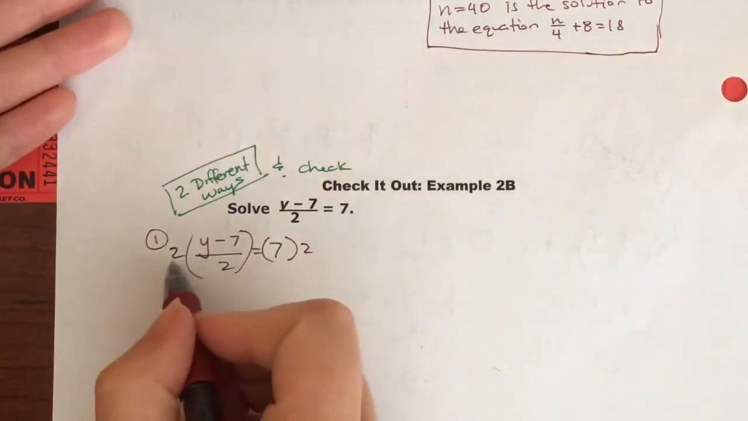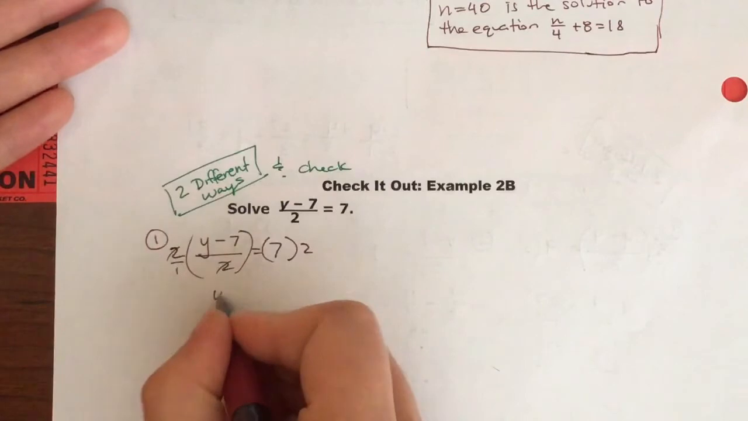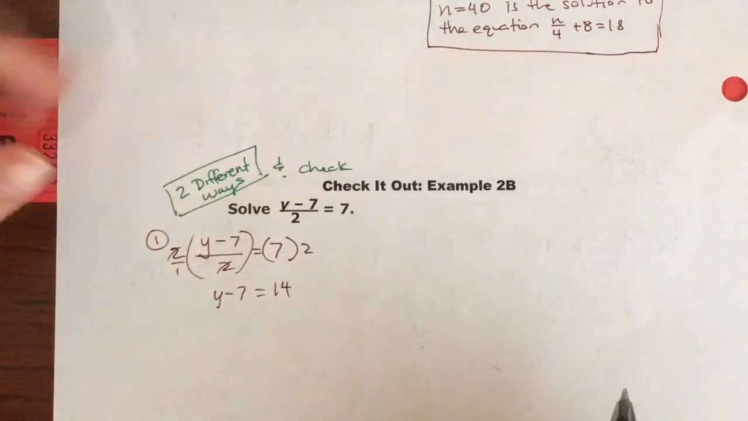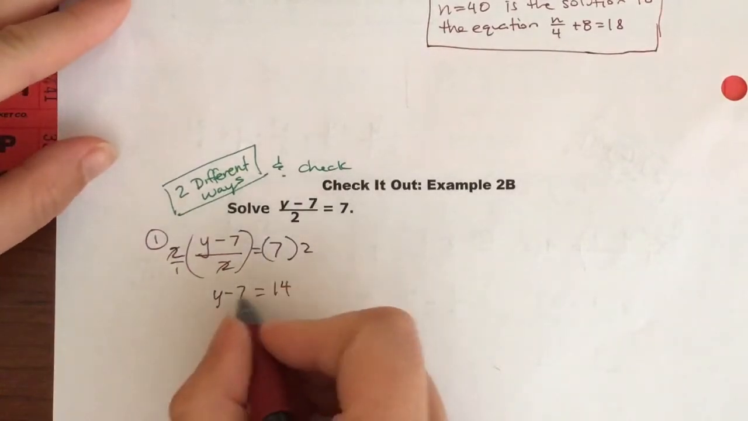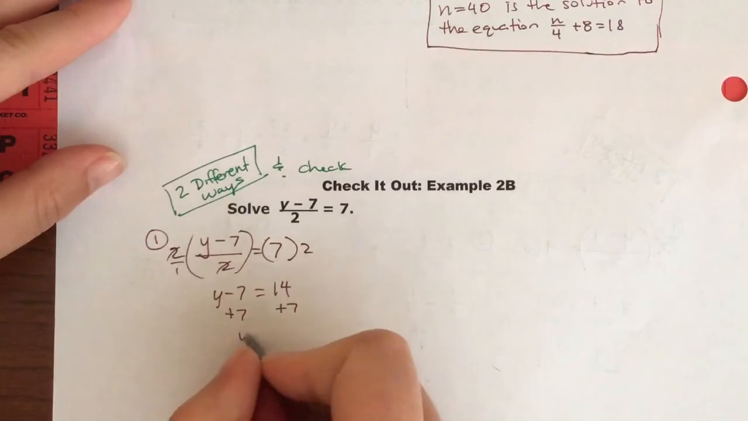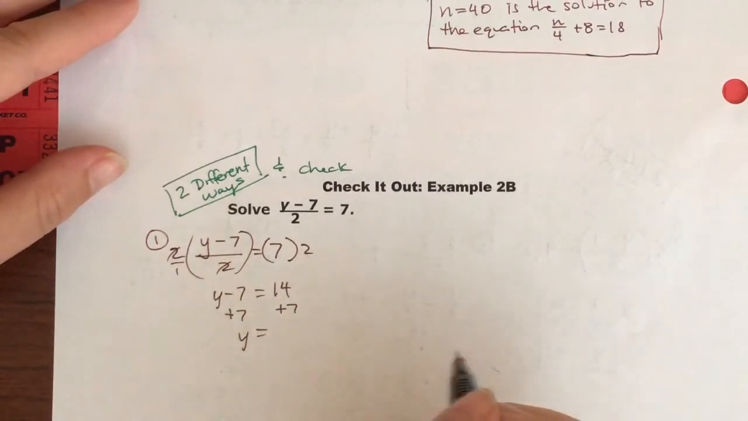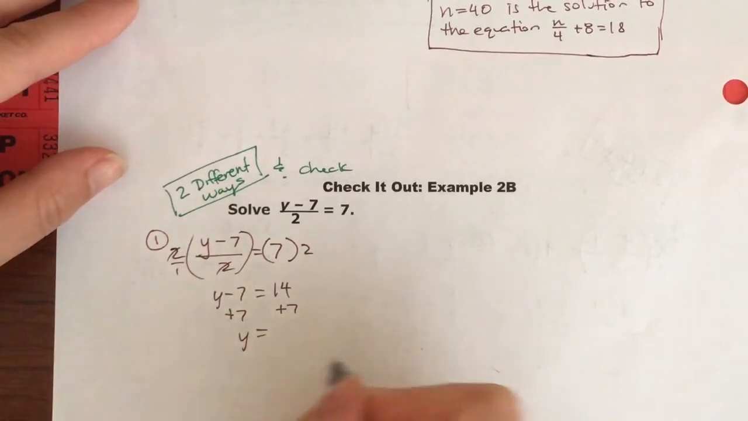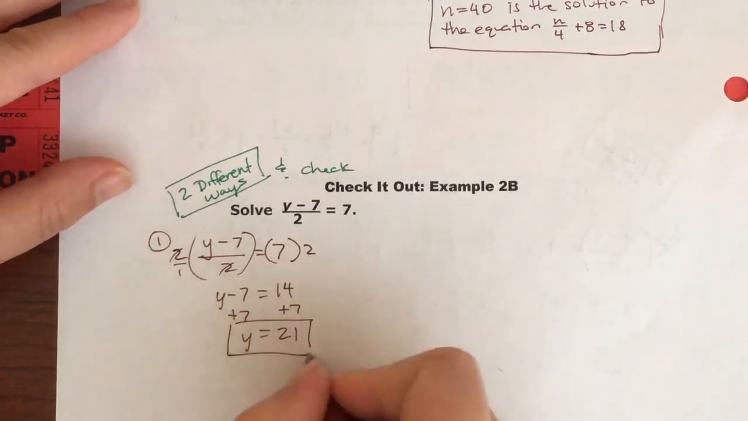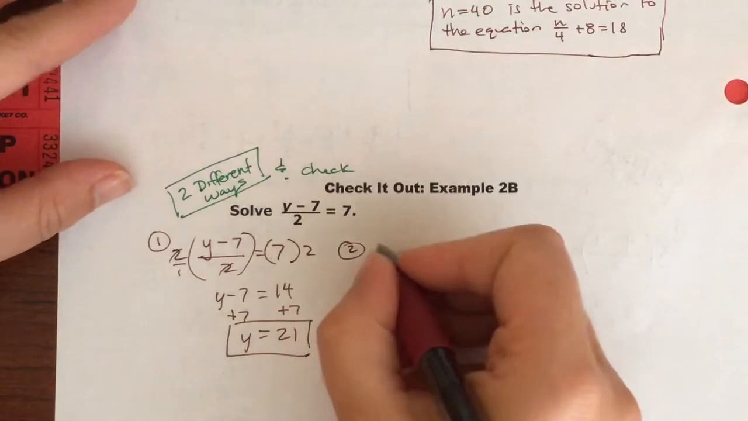All right. What happens is these 2's cancel out, and we're just left with y minus 7. And then 7 times 2 is 14. Very cool. Now it becomes very easy. We just do the inverse operation of subtraction, which is addition, to both sides. And we're left with y equals, what is that, 21? Yes, 21. Perfect. That's one way. Let's do it another way.